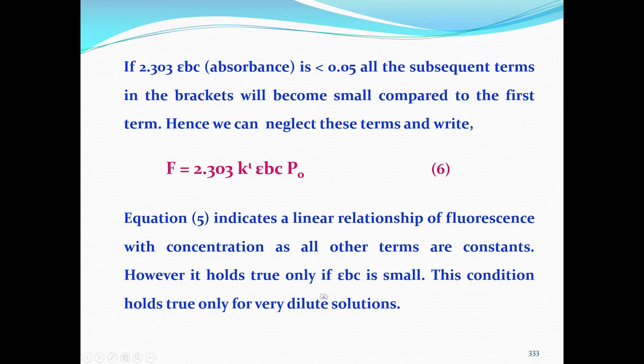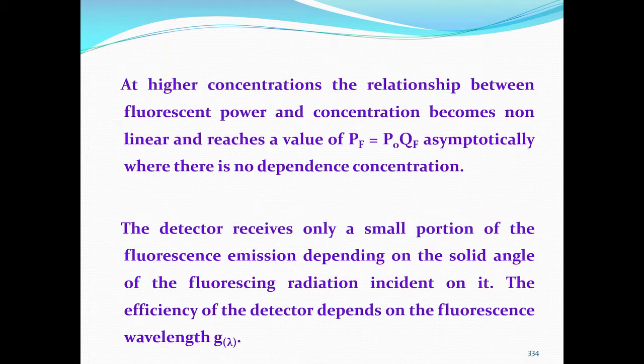However, it holds true only if epsilon bc is very small. This condition holds true only for dilute solutions. We should never forget the fact that fluorescence is a phenomenon which follows linear response only in dilute solutions, not in concentrated solutions. So, at higher concentration what happens? The relationship between fluorescent power and concentration becomes non-linear and reaches a value of P naught into QF asymptotically, where there is no dependence on concentration.